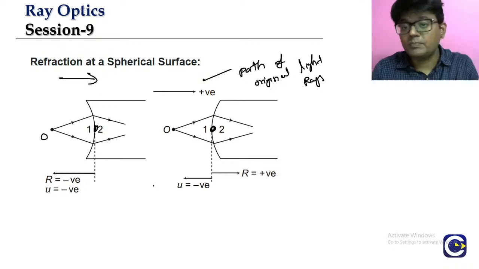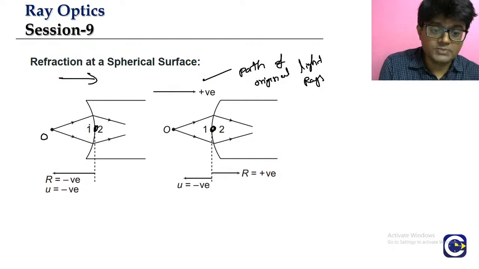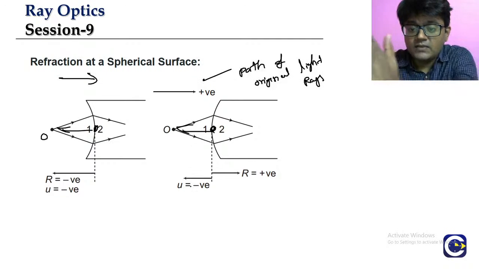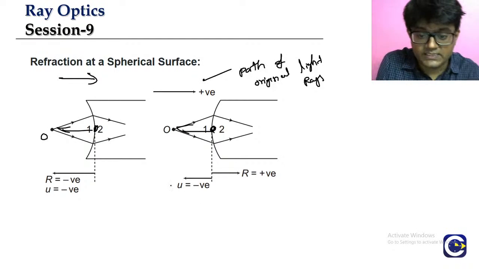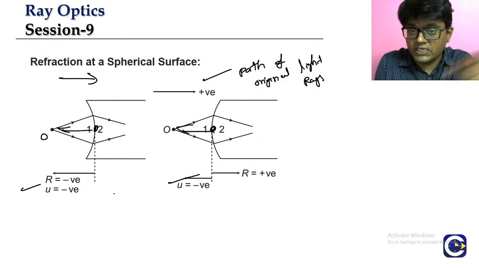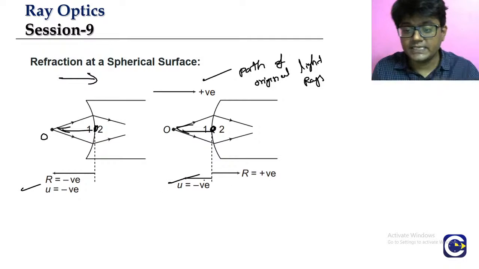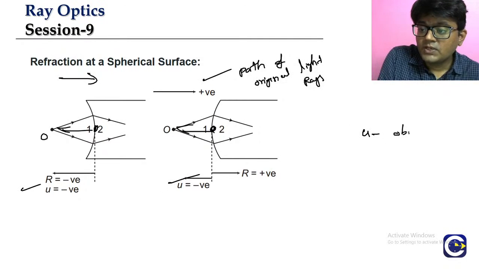So when you measure the object distance from the surface, where do we keep our objects? Objects are kept on the left side. So we are measuring in the opposite direction to the path of the light rays. As in the case of reflection, here also the object distance u will be negative.